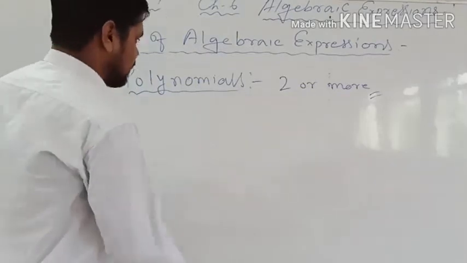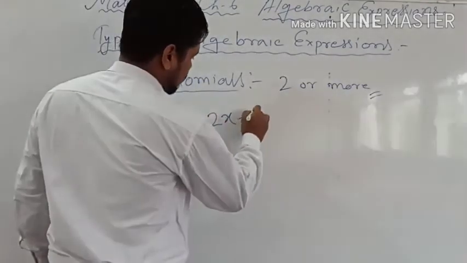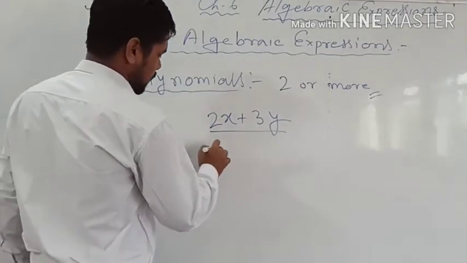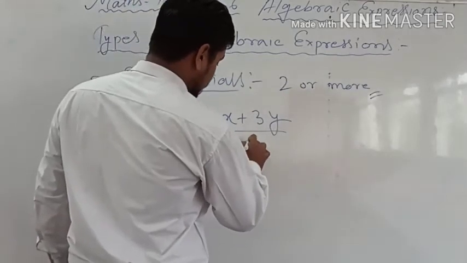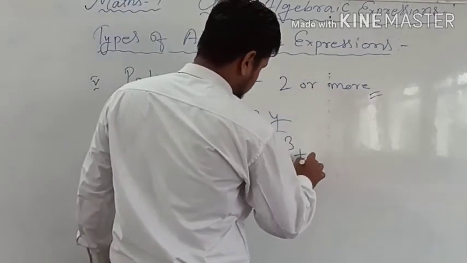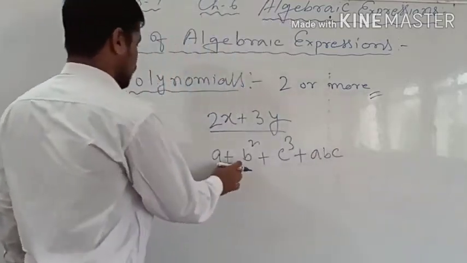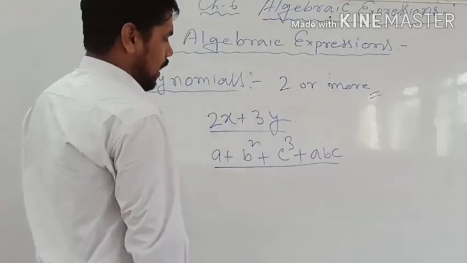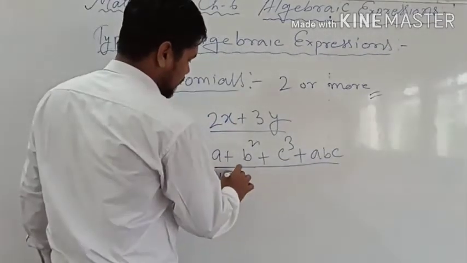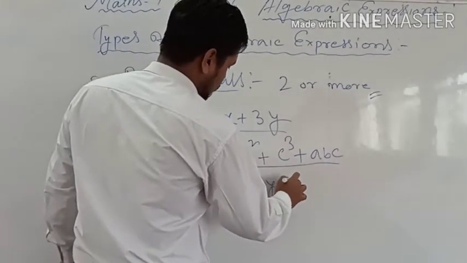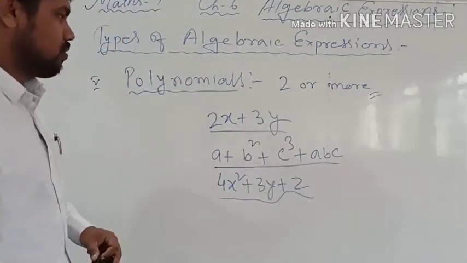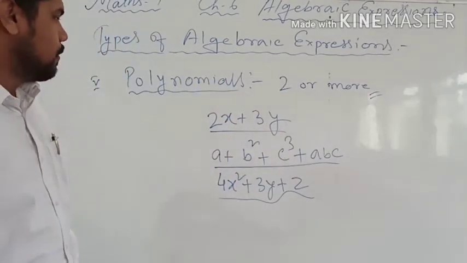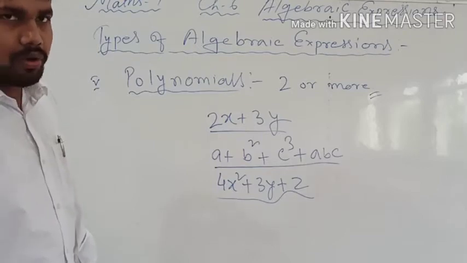So you can take some examples. For example, 2x plus 3y. Here two terms are here, so this is a polynomial. For example, a plus b square plus c cube plus abc. So how many terms here? 4 terms. So this is also a polynomial. And you can take 4x square plus 3y plus z. This is also a polynomial. So wherever two or more terms are there, all those types of algebraic expressions are called polynomials.